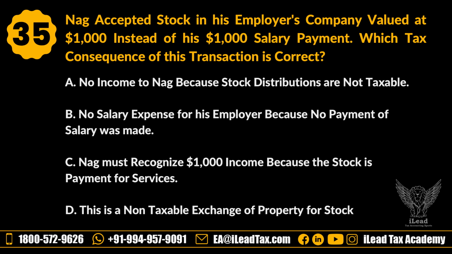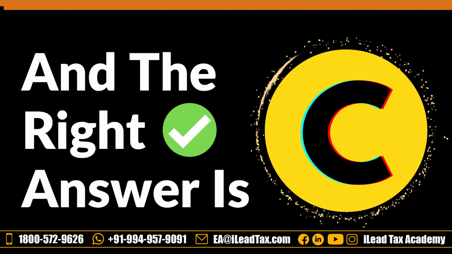Nag accepted stock in his employer's company valued at 1,000 instead of his 1,000 salary payment. Which tax consequence of this transaction is correct? A. No income to Nag because stock distributions are not taxable. B. No salary expense for his employer because no payment of salary was made. C. Nag must recognize 1,000 income because the stock is payment for services. D. This is a non-taxable exchange of property for stock. Let's see the answer. The answer is C.